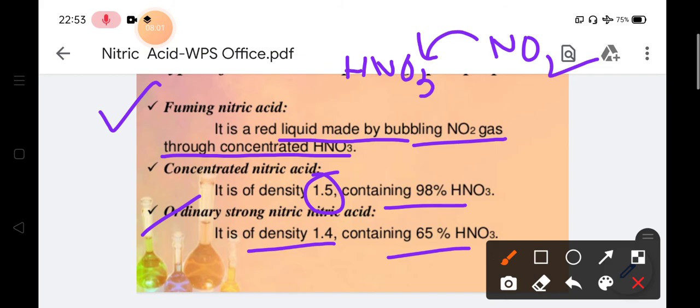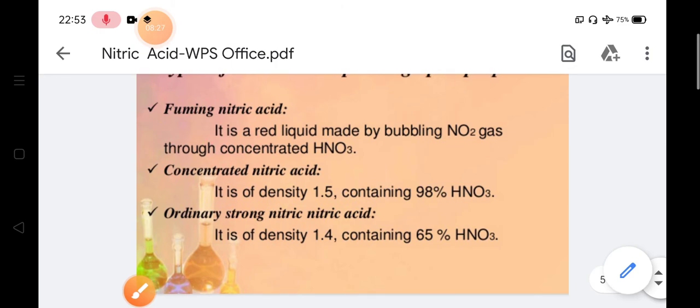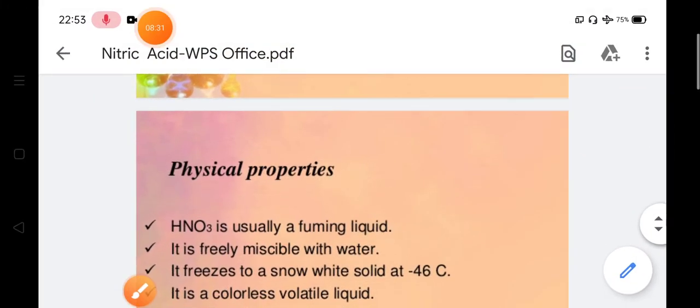So whenever we reduce the percentage of HNO3, it will also decrease the density of the nitric acid. In the case of concentrated nitric acid, the density will be 1.5 containing 98% HNO3. In the case of ordinary strong nitric acid, it will have a density of 1.4 containing 65% HNO3. So these are the types of nitric acid that we can prepare by doing some reactions.